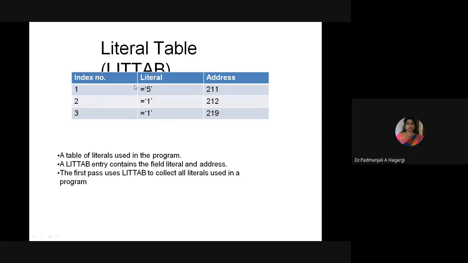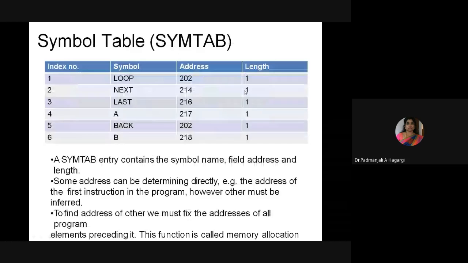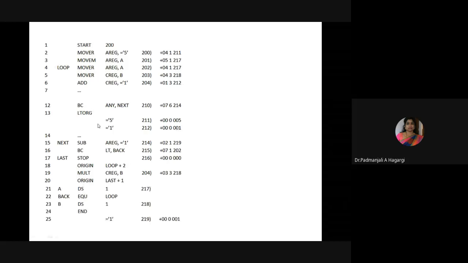Like, for example, for this literal 5, say 211. So 211 is the literal 5, and this is the pool of literal constants where the literals are kept. Initially the 211 was initialized for 5, and this 5 is declared somewhere in the program by using the table.